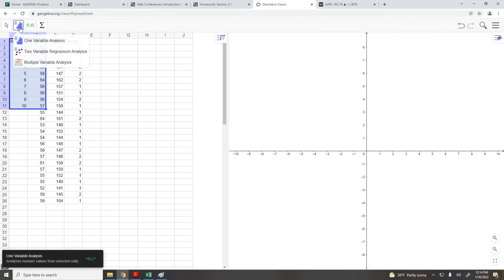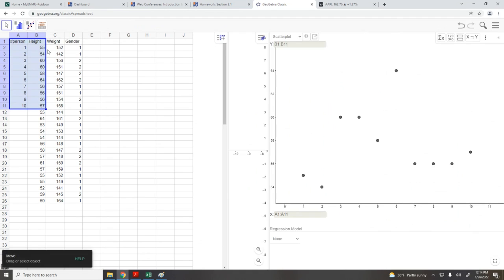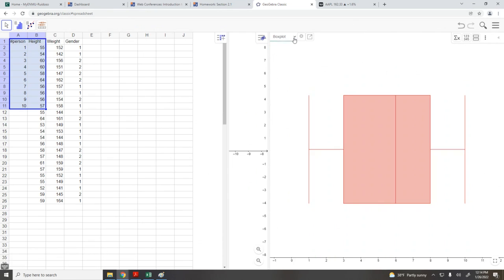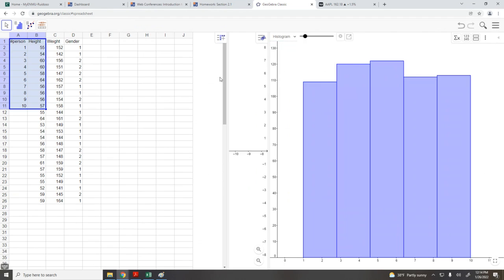And now let us go in this way. Let me go for 2 variable regression analysis, and you can see how it would go. Okay, then scatter plot. Okay, then also it doesn't do anything. Okay, so can we go for 1 variable analysis? Bar chart, box plot, histogram. No, it doesn't do that.